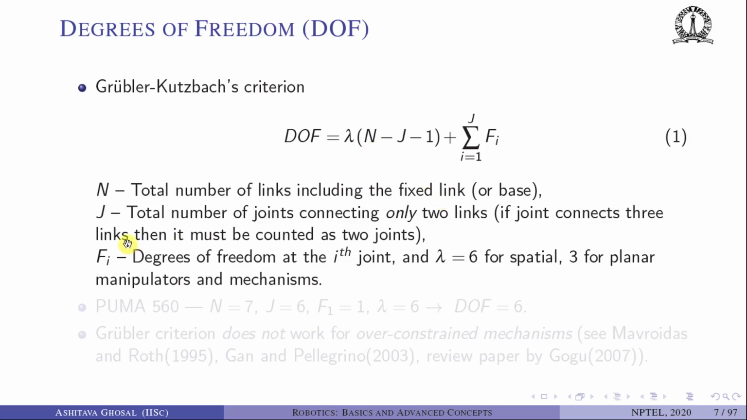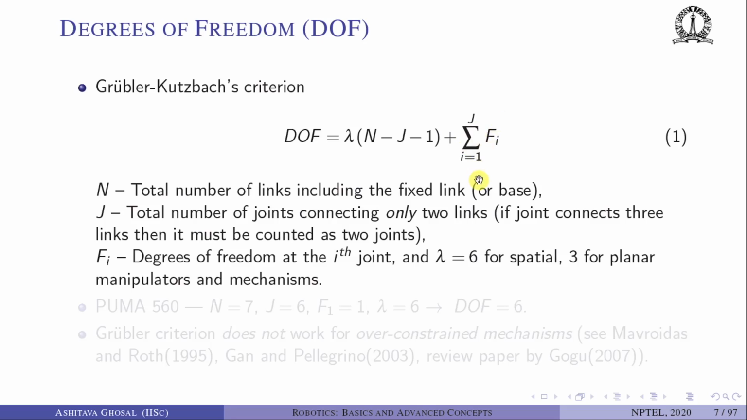J is the total number of joints connecting only two links. So if there is a joint which connects more than two links, it must be counted as two or more joints. There is also one term, sigma i equals 1 through j of f_i. This f_i is nothing but the degree of freedom at the ith joint.